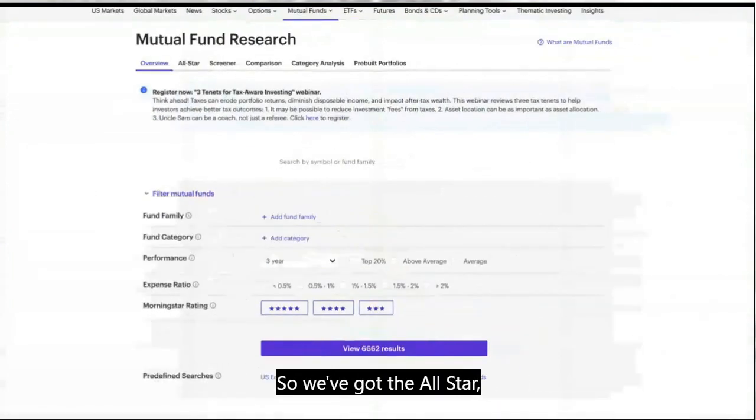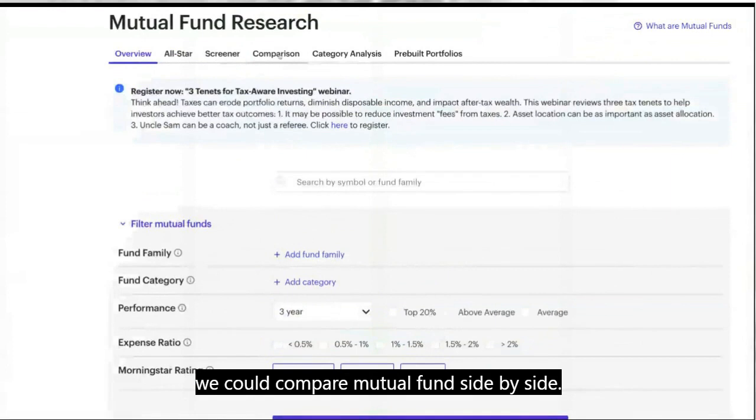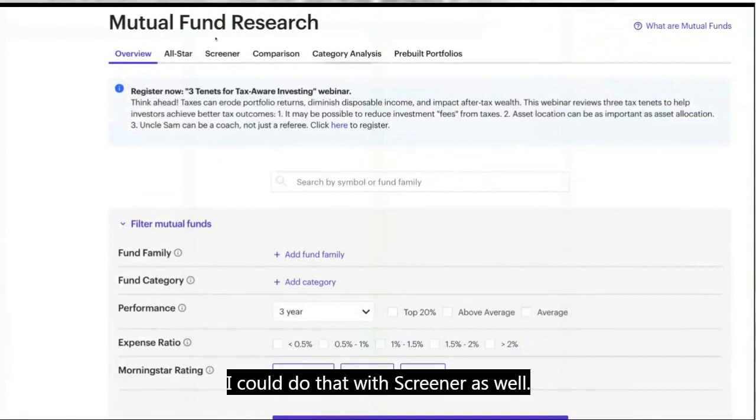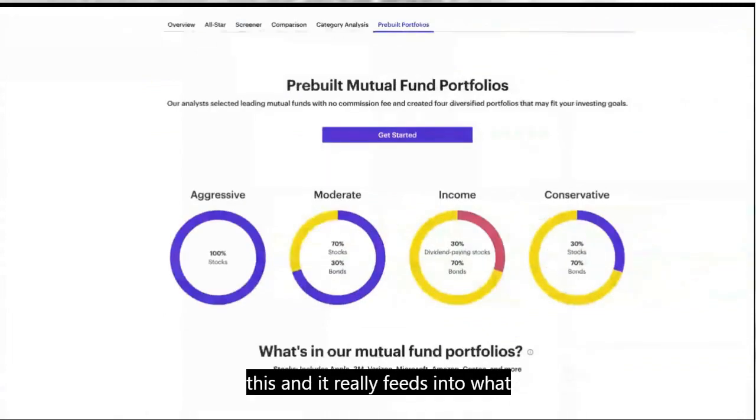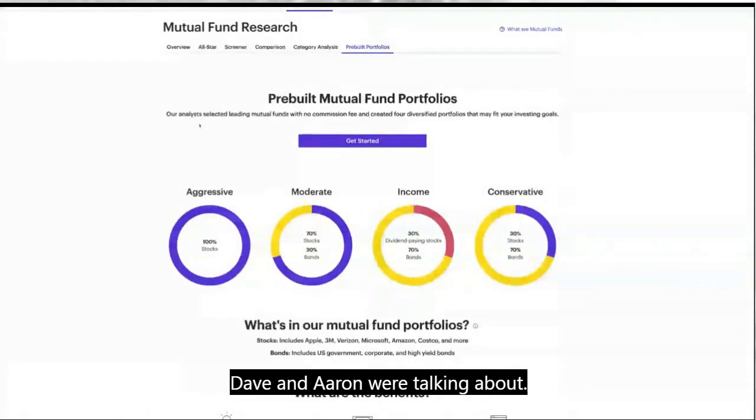So we've got the All-Star, we've got the screener. We could compare mutual funds side by side. We could go into specific categories and look for top performers. I could do that with screener as well, but I like pre-built portfolios for the sake of simplicity. So let me show you what I like about this, and it really feeds into what Dave and Aaron were talking about. Our analysts selected leading mutual funds with no commission fees and created 4 diversified portfolios that may fit your investing goals. Do you remember Dave was showing you the mix between, I believe it was 75% stocks and 25% bonds, and how that performed?